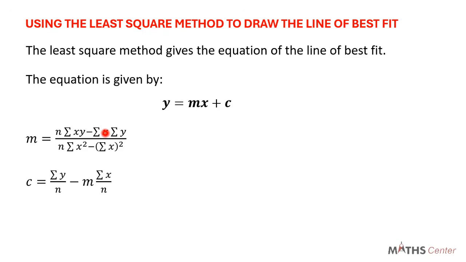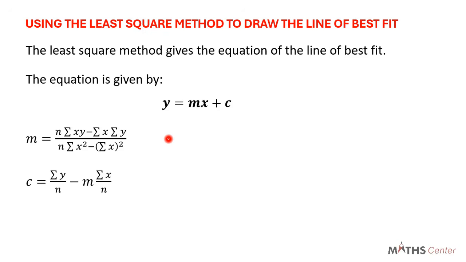The x and y values are the x and y values given to us in the table. N is the number of data points. So using the least squares method, we can use this formula to find the value of m and c. When we find the value of m and c, we will substitute them into this equation, y is equal to mx plus c, and that will give us the equation of the line of best fit. Then we will draw the graph of that equation on the scatter diagram to get the line of best fit.